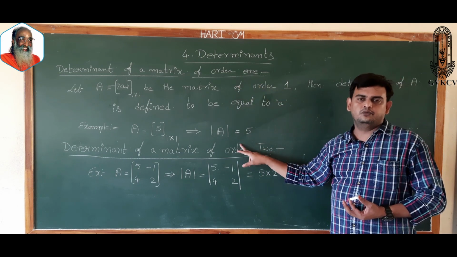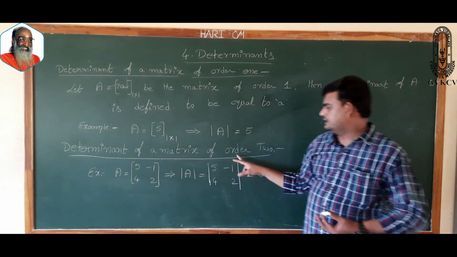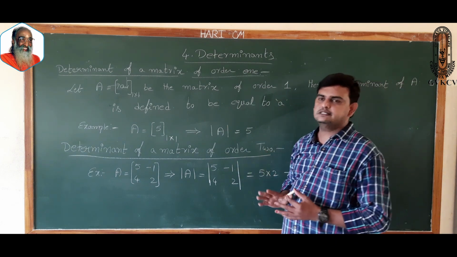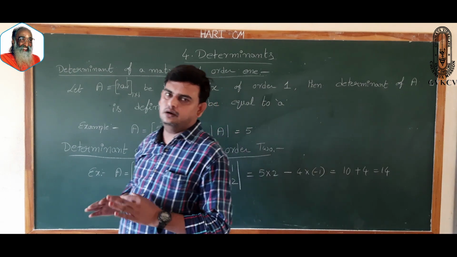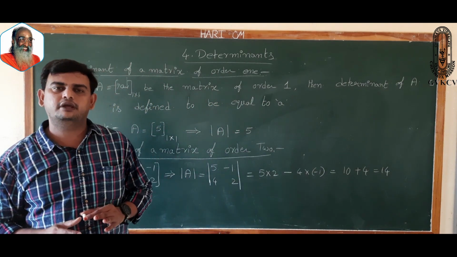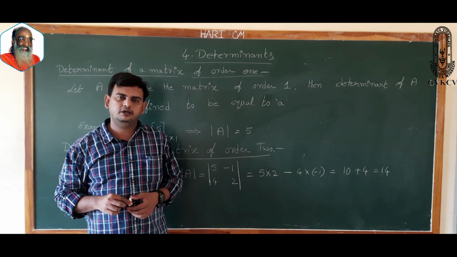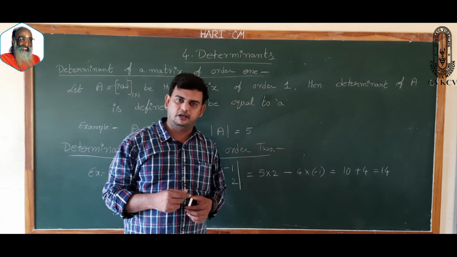Now coming to the next one, the determinant of a matrix of order 2. As I told you, we can get a determinant only for a square matrix. So a determinant is not at all possible for a rectangular matrix, which we know very well.